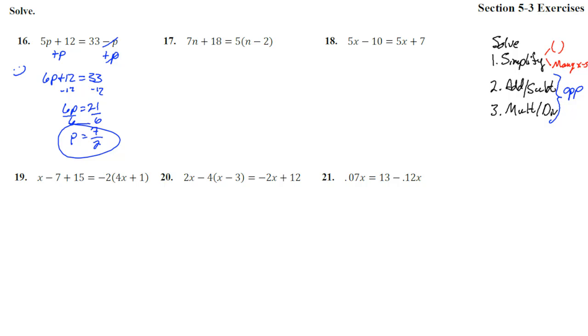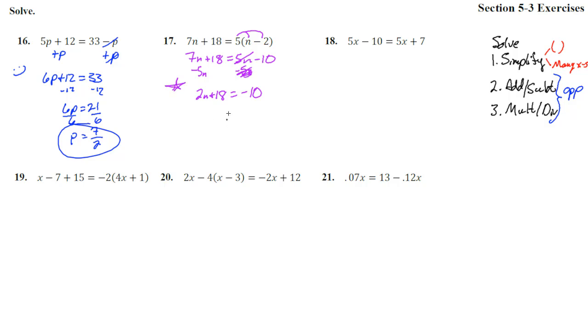That's okay. Number 17, do we have parentheses? We do. Let's get rid of those first and start simplifying. So we have 7n plus 18 equals 5n minus 10. Now we've got to get the n's together. There are many n's, so subtract 5n. Notice these guys are now gone, and the n's are now together with 2n plus 18 equals negative 10.